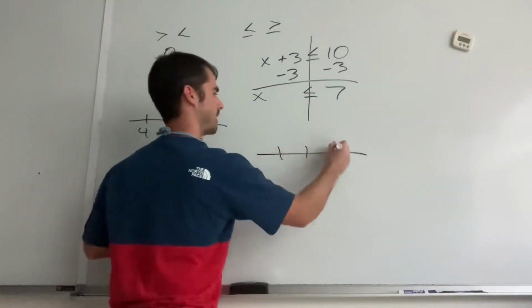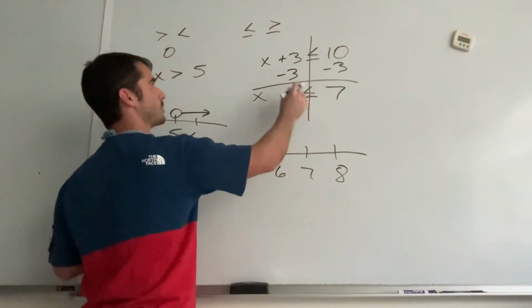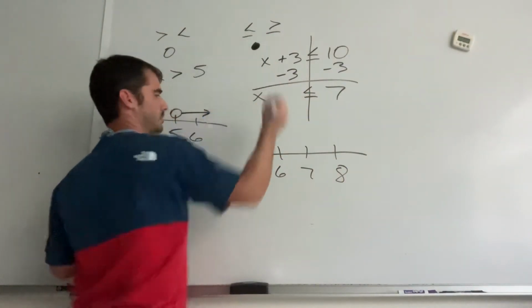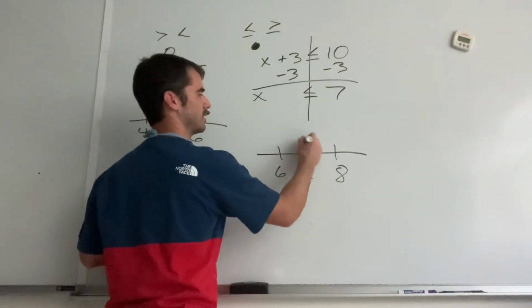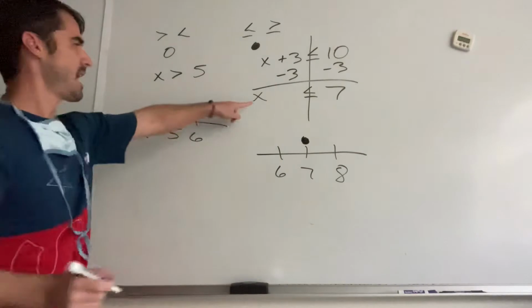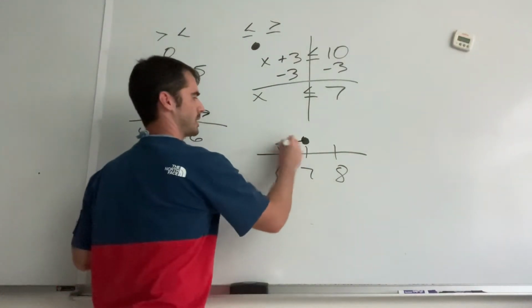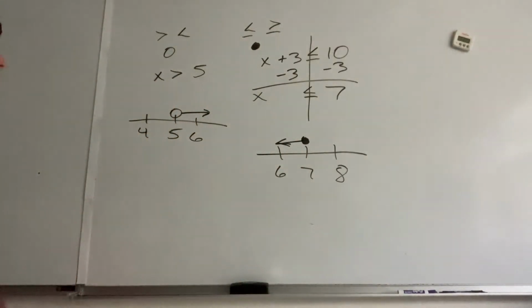So I'm going to graph 6, 7, and 8. And with the equal to sign, there's more to it. It is filled in. It's closed. So I'm going to put a circle and close it, fill it in. And x is smaller. Smaller numbers are always to the left on a number line. So I'm going to go left. All right.